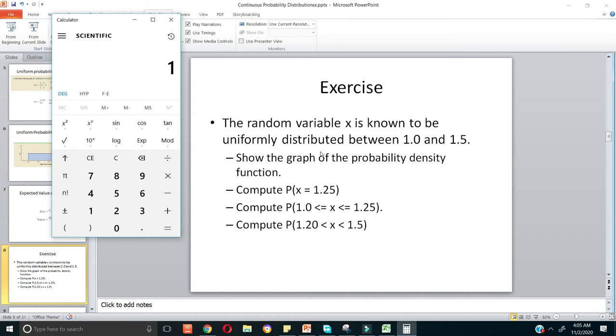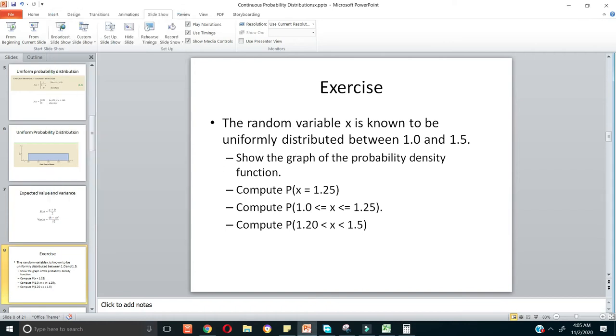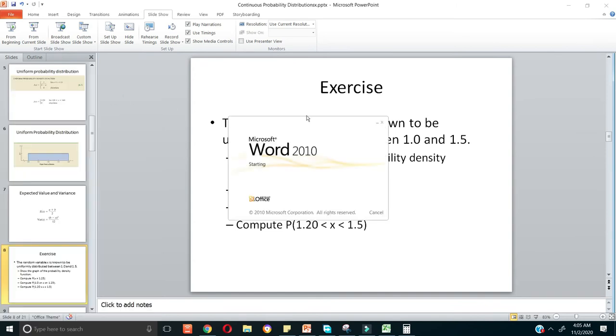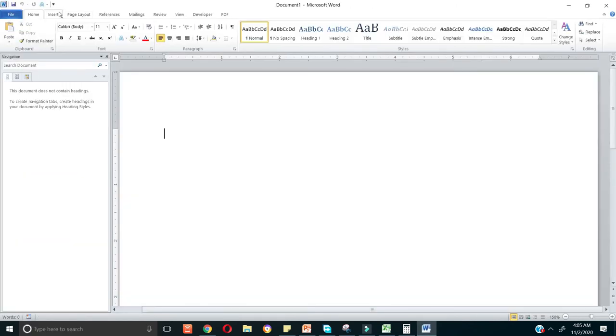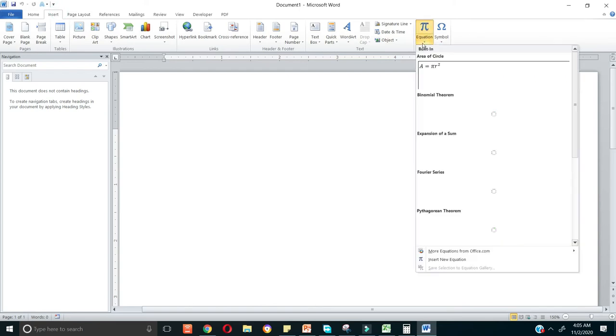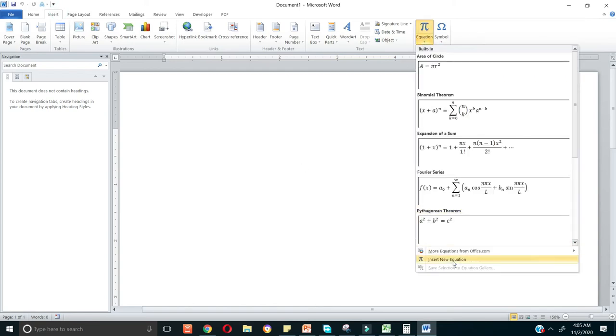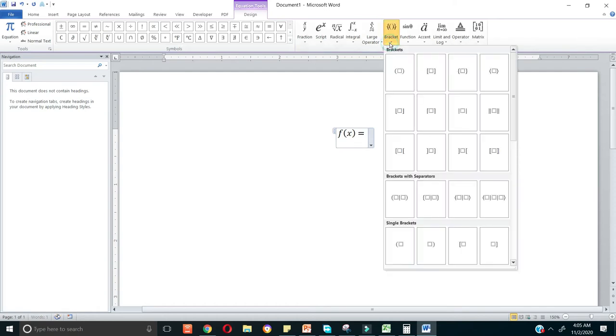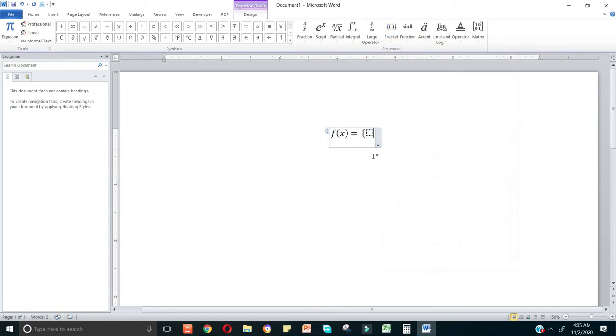Then you want to show the probability density function. So a probability density function is going to be f of x equal to, and you need a one-sided bracket, so you need one of those.